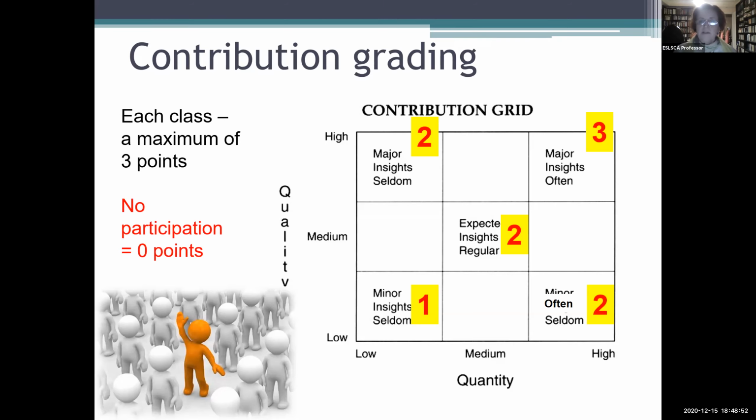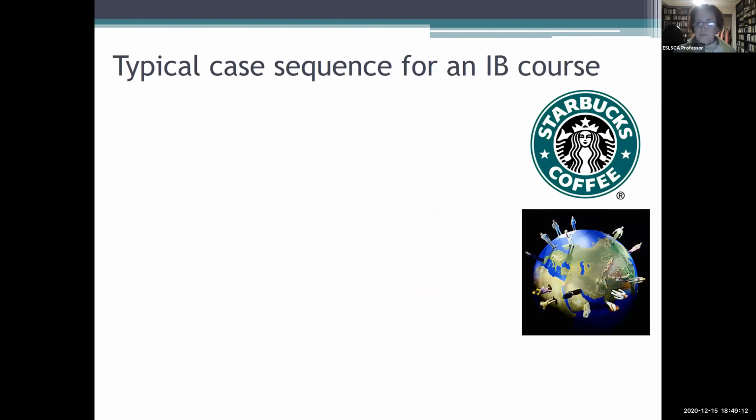So in every class, students receive these points. At the end of the course, you average the points, and the 3 points maximum is your 100% grade, whether it's 5% or 10% or 15%. So this is how you convert contribution grades into percentages assigned for this part of the class.